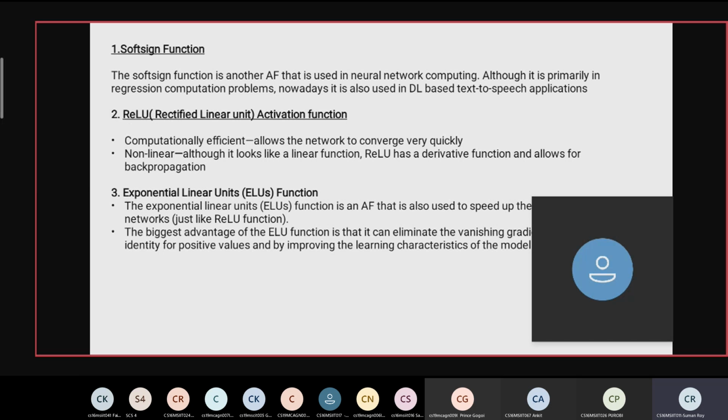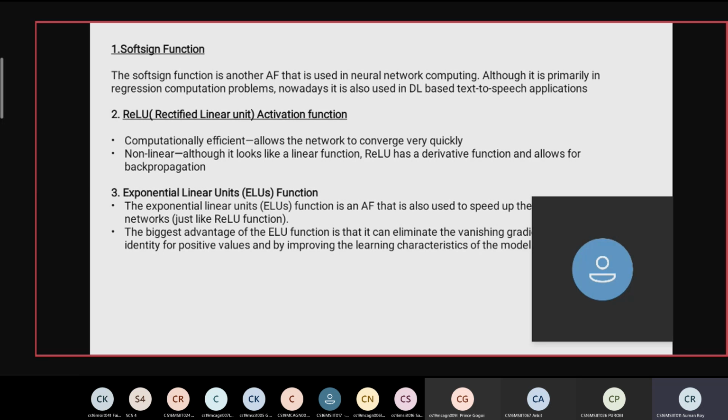So first function is the SOFTSIGN function. The SOFTSIGN function is an activation function which rescales the values between -1 and 1, and applies a threshold just like a sigmoid function. The advantage is that the value of a SOFTSIGN is zero-centered, which helps the next neuron during propagation.